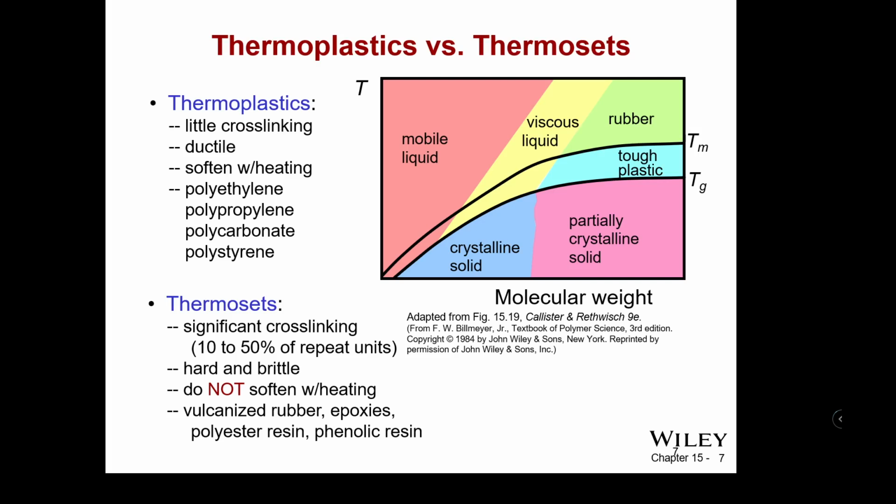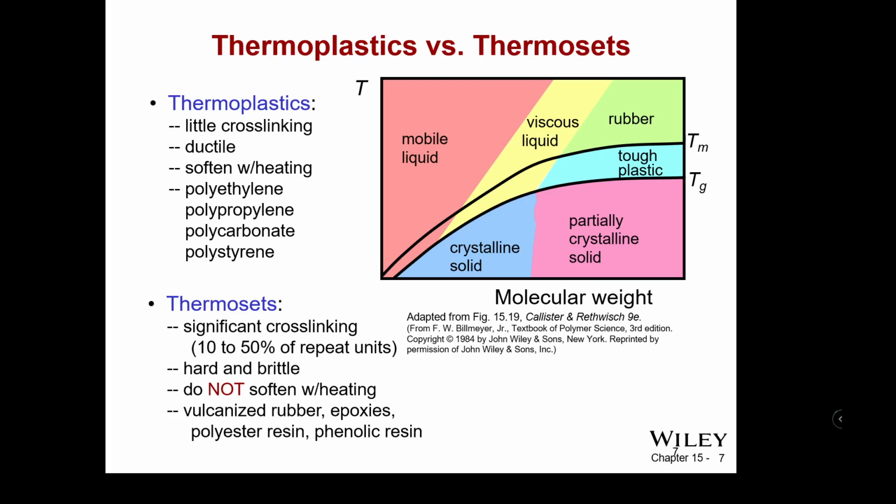They have a significantly high degree of cross-linking, 10 to 50% of the repeat units. They're hard and brittle typically, so they don't soften with heating. They're vulcanized rubber, epoxies, polyester resins, phenolic resins, things of that nature. So we don't use a lot of those kind of applications.